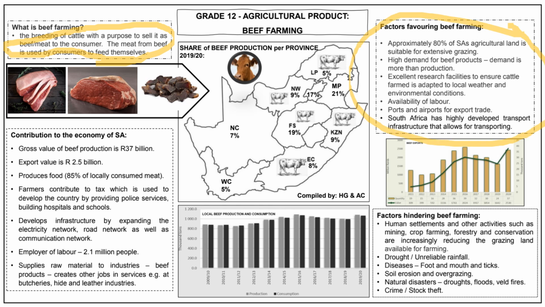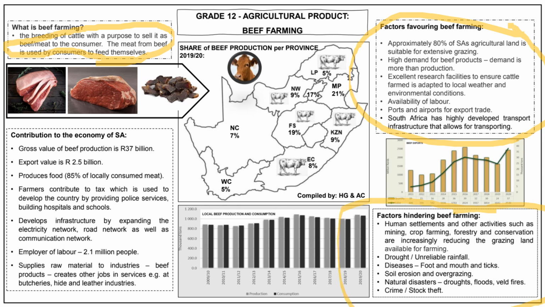You can see approximately 80% of SA's agricultural land is suitable for extensive grazing. There's a high demand for beef products. Demand is more than production. Excellent research facilities to ensure cattle farming is adapted to local weather and environmental conditions. There's an availability of labor. Ports and airports for export trade. And South Africa has highly developed transport infrastructure that allows for transporting.